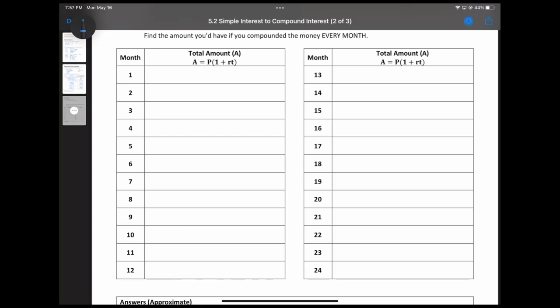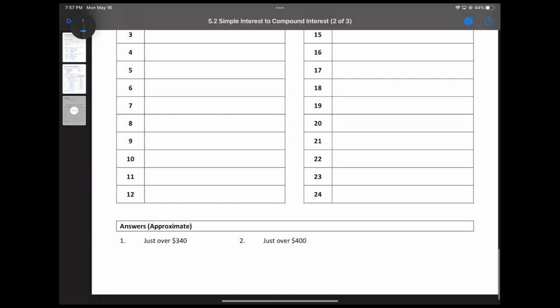So this is just taking an investment and basically taking the money out and putting it back in every month for 2 years. Same as yesterday, there's only a couple answers there. These are the approximate answers. It's your job to find the exact answers, give or take a little bit of rounding error. If you need help, call me over. Otherwise, good luck.